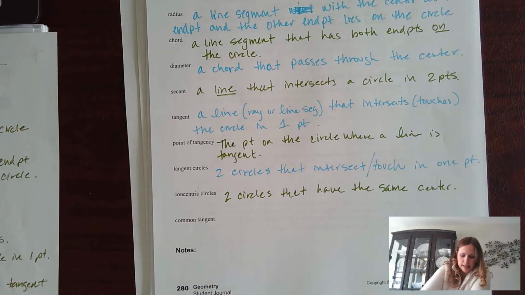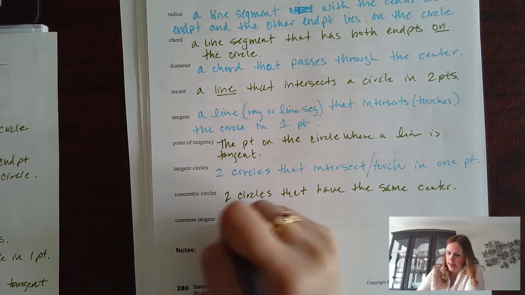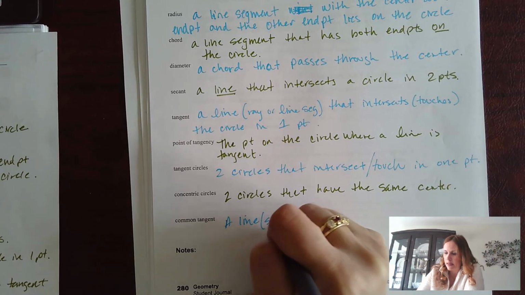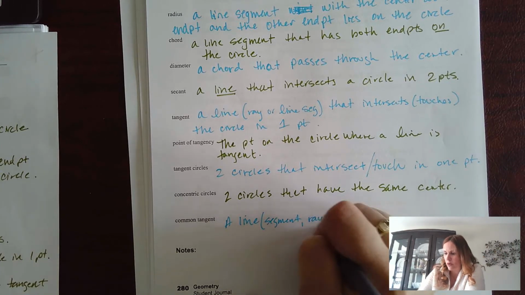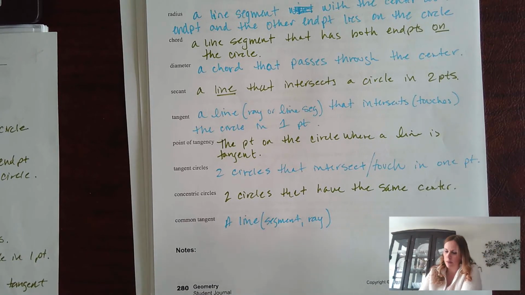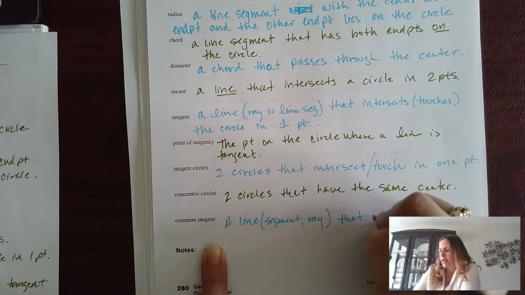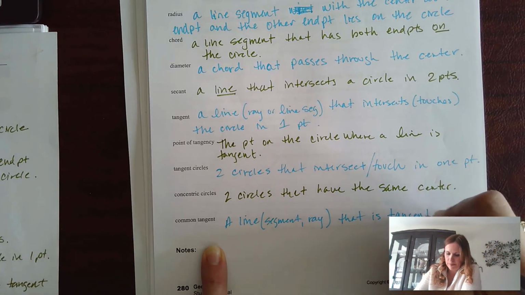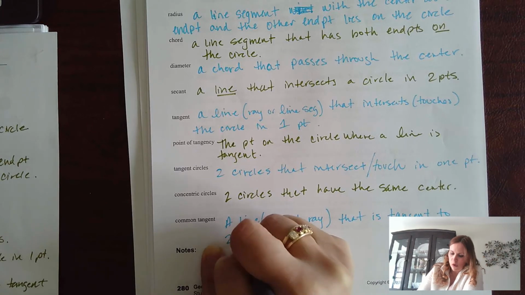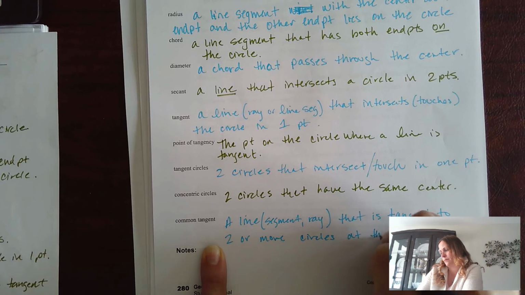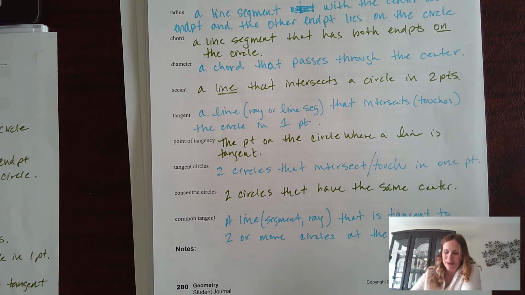All right, last but not least on this one, we are going to chat about common tangents. So a common tangent is a line, or again, it could be a segment, could be a ray, and so we have a little bit more leeway when it comes to tangents. But so a line, a segment, or a ray that is tangent to two or more circles at the same time. All right, let's take a look at that picture.